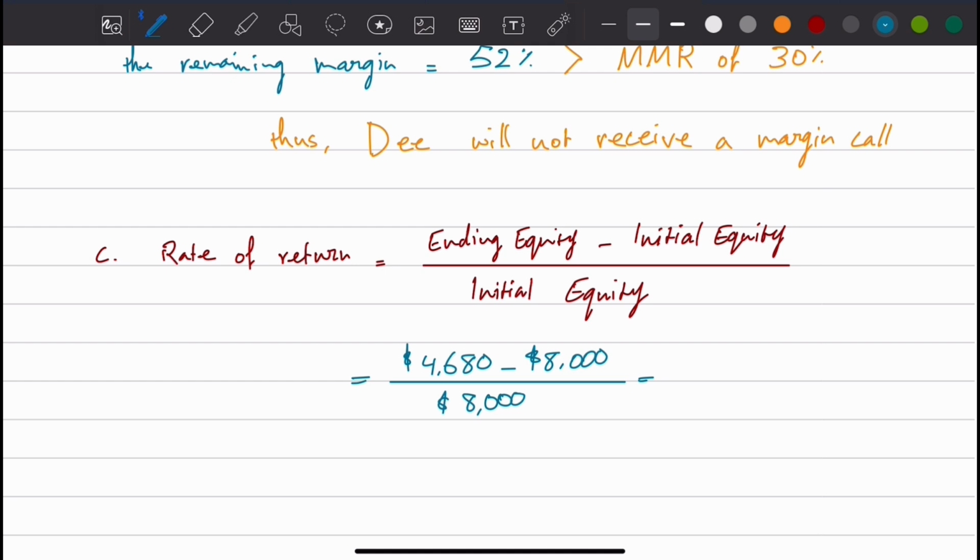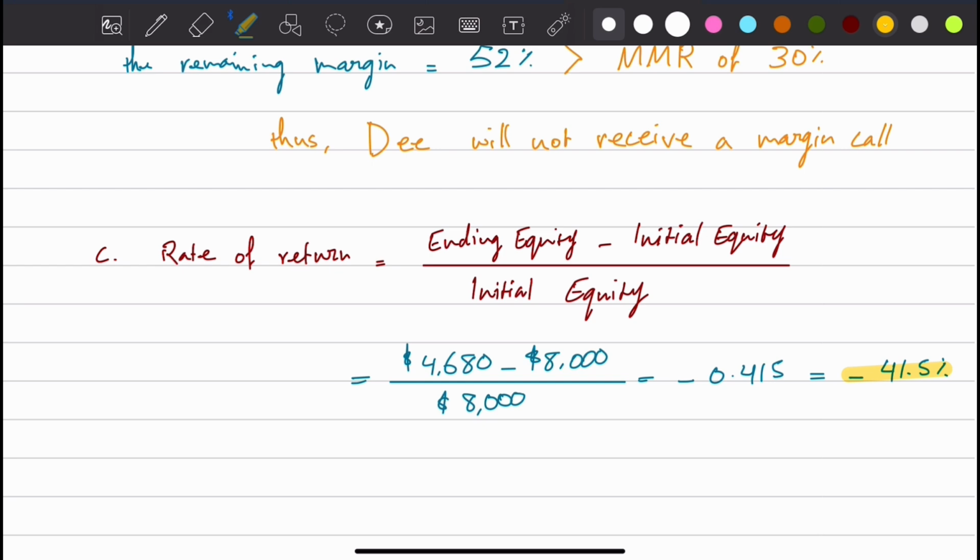Go back to our calculator. 4,680 minus 8,000 divided by 8,000. And the answer here would be minus 0.415, which is equal to minus 41.5%. Now it's very important that you indicate the negative sign here because it shows that the return was actually negative. That indicates a loss instead of a profit.